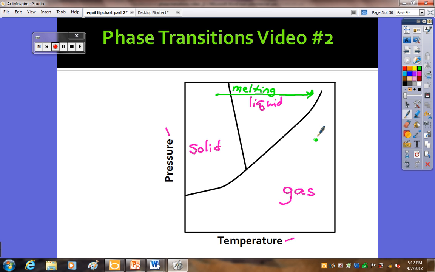If you went from here to here, from this point down to this point, your temperature is not changing, but your pressure decreased. You're going from a liquid to a gas state. This would be called vaporization.